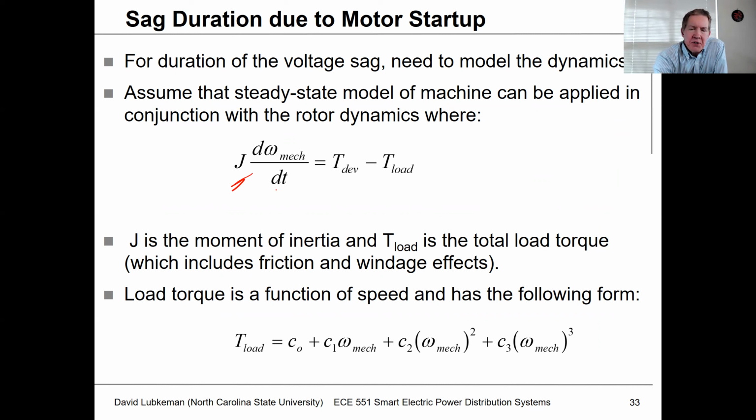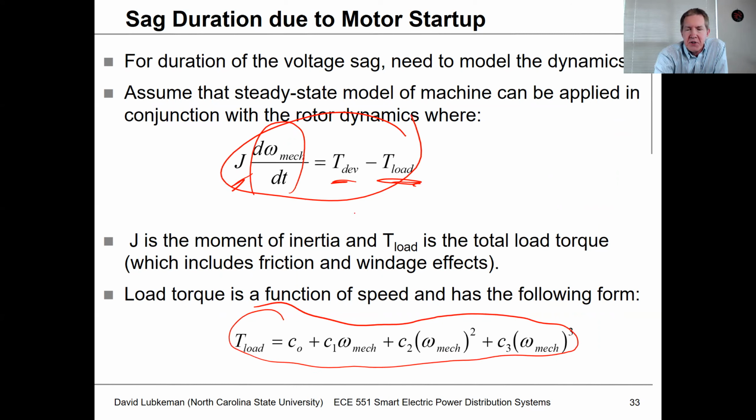And you have a relationship between angular acceleration, inertia, and torque, where developed torque, this is electrical torque minus a load torque, is equal to this inertia constant times acceleration. So this is a differential equation. And if I have a relationship for the load torque as a function of speed, I can solve this differential equation to give me speed as a function of time that I could use to figure out how long it takes for this machine to actually get going.